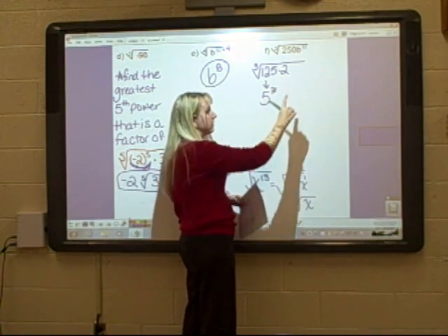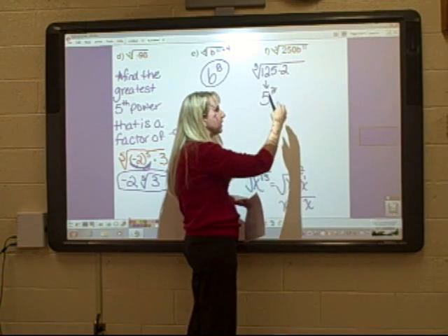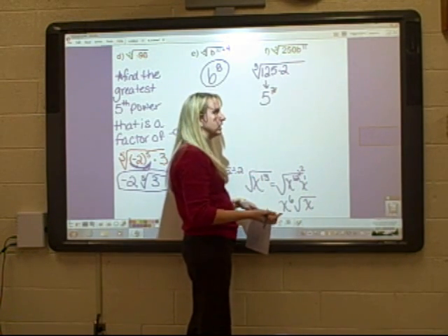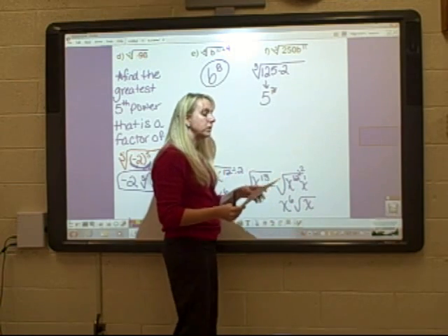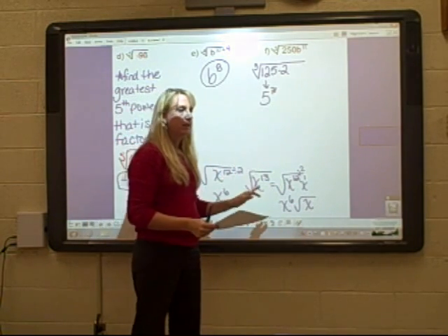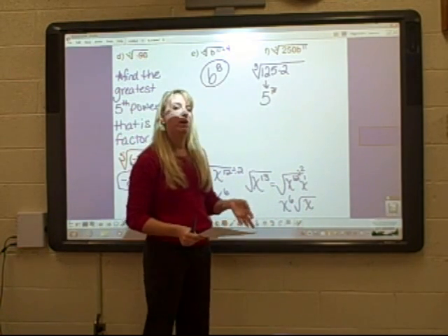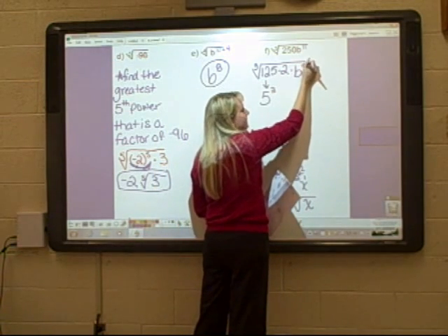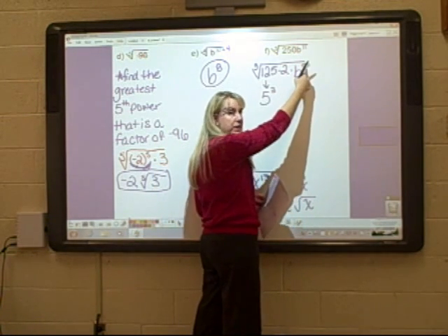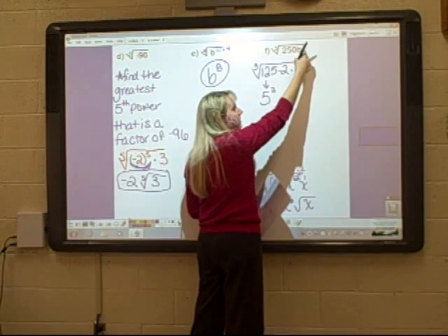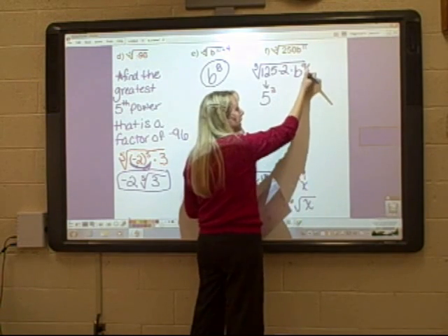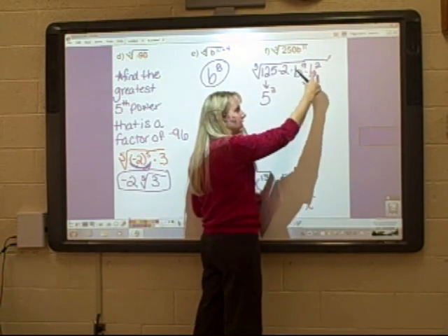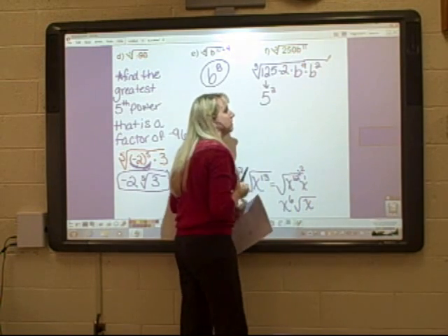Now I've got to look at the b to the 11th and think about, does 3 go into 11 evenly? No, it doesn't. So I need to think of one number less than 11 that is divisible by 3. Well, I know that b to the 9th is divisible, 9 is divisible by 3, but I still have to represent all 11 b's, so I have a b squared. Because if I have b to the 9th times b squared, I get that b to the 11th.